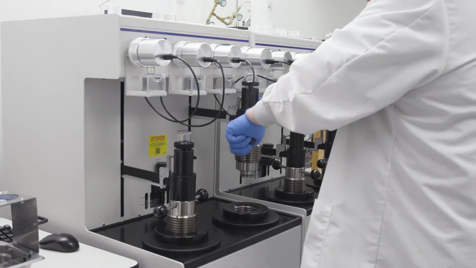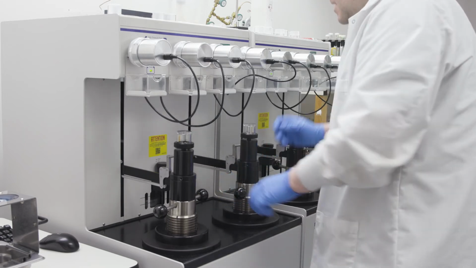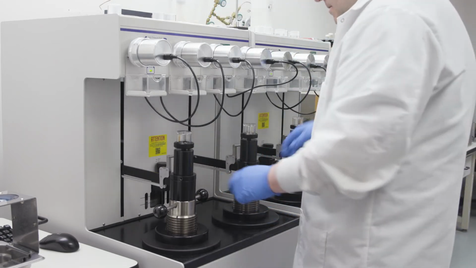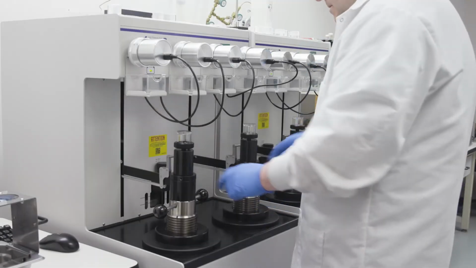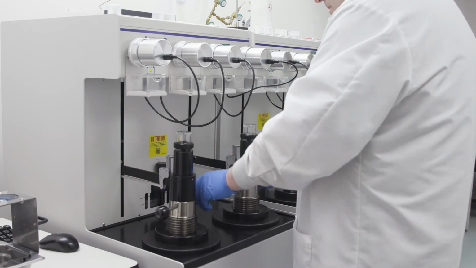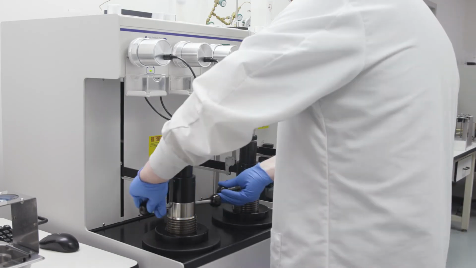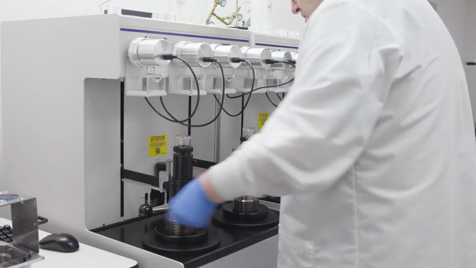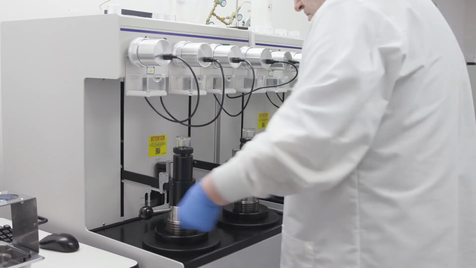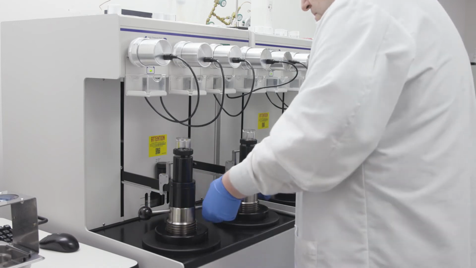Since we're only analyzing one sample, he will lower the closure for the other high pressure chamber as well. As with the low pressure system, all high pressure ports must be sealed for the analysis to proceed. Chris slowly tightens the two closures, being careful not to generate pressure that could lead to unrecorded intrusion. Note that the vent valves at the top of the two closures are open while tightening the closures.